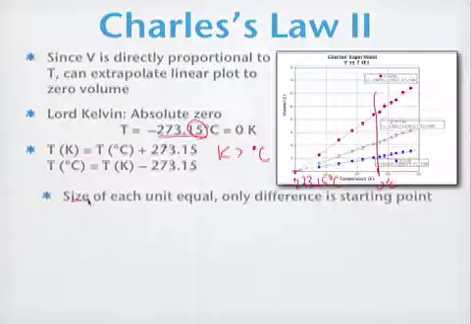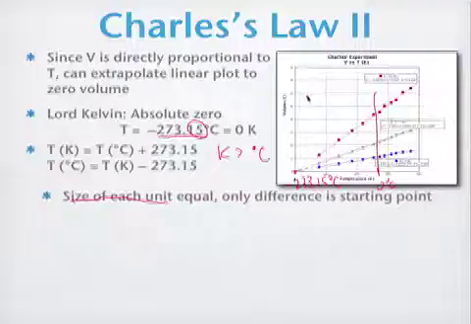So the size of each unit is equal. So if you put two thermometers up next to each other, one in the Kelvin scale, one in the degrees C scale, you'll find that they line up 1 to 1 in terms of the size of the unit. It'll only be off by 273.15.